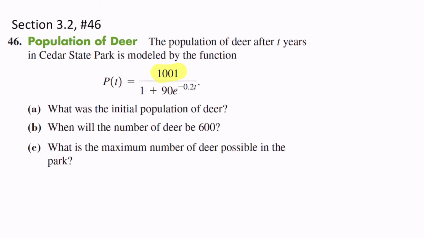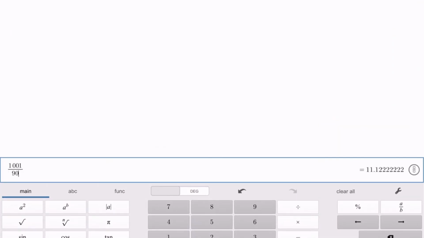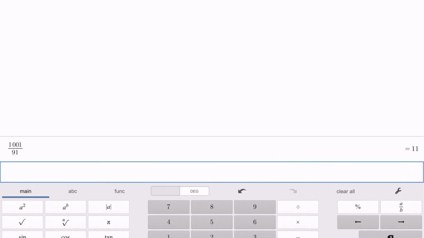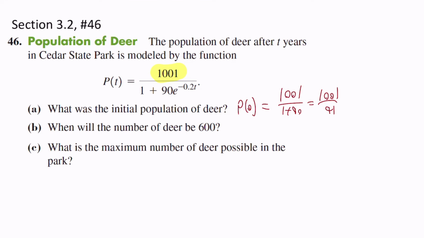So anyway, what was the initial population? Just evaluate p of 0. Plug it in there. It's going to be 1001 over 1 plus 90, equals 1001 over 91. It's going to be 11. So we started out with 11 deer. So the initial population was 11 deer.